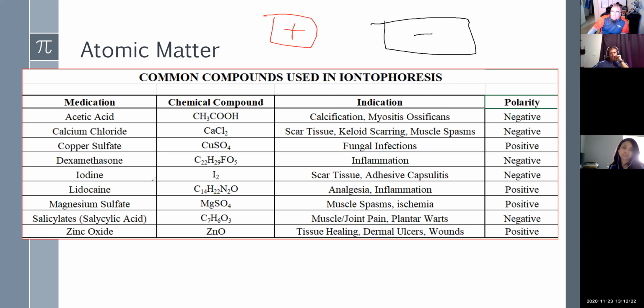Again, it's really useful, especially in wound care. We use iodine. Lidocaine is used for pain relief. You often hear about something like Salonpas' lidocaine patch. Lidocaine is a lesser version of Novocaine. What do you use Novocaine for?